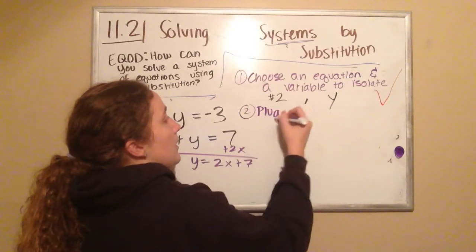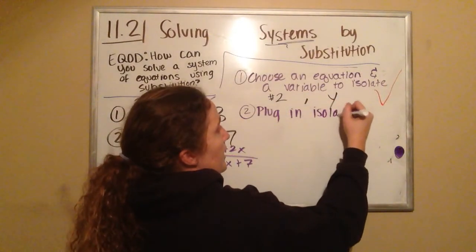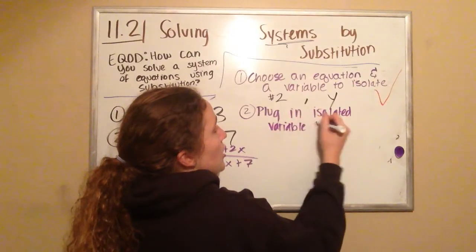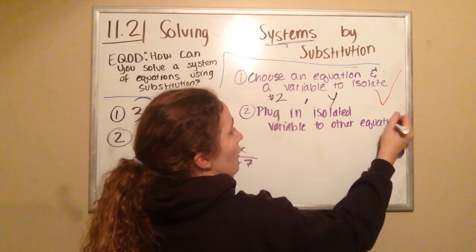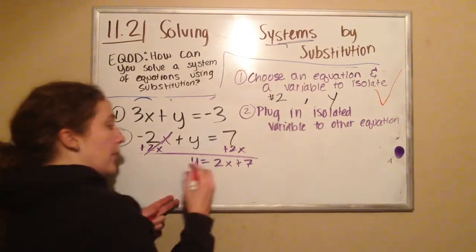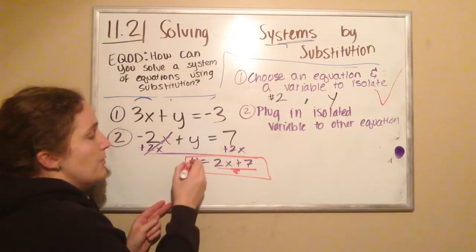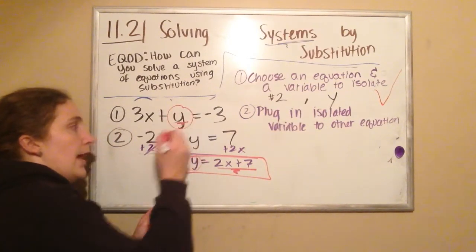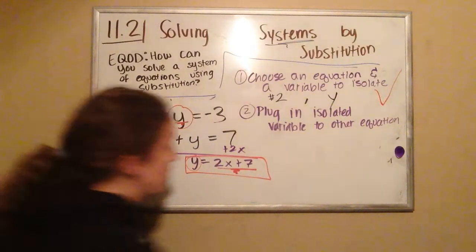Plug in the isolated variable to the other equation. So you don't use the same one that you just used. You plug it into the other equation. So you take this 2x plus 7, right? y equals 2x plus 7. You take the 2x plus 7 and you plug it in for y. You find the y up here and you're going to plug in for that 2x plus 7. So for that step, see exactly what we do.